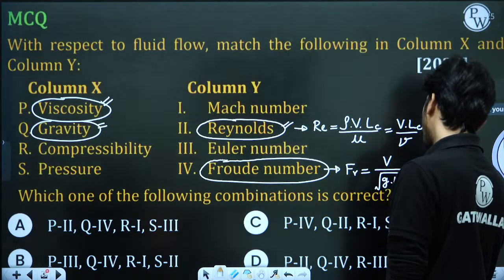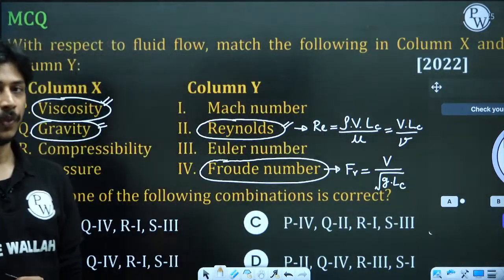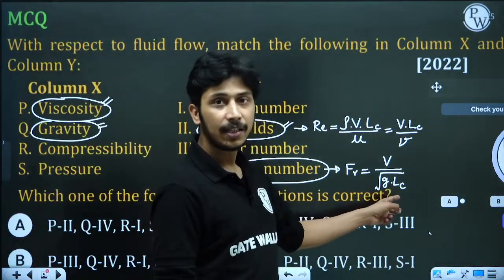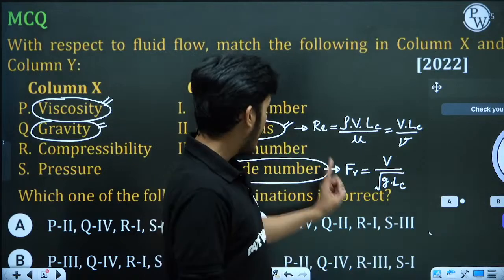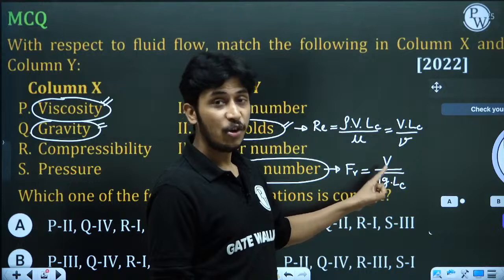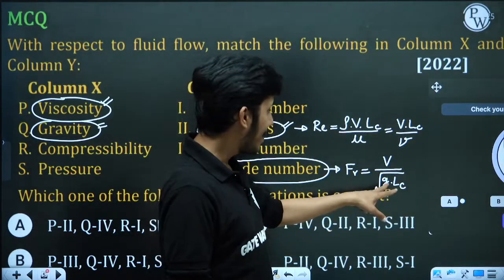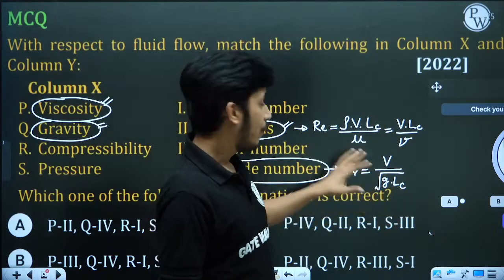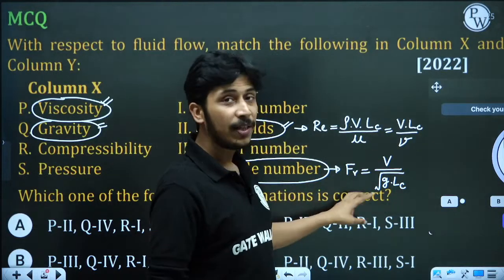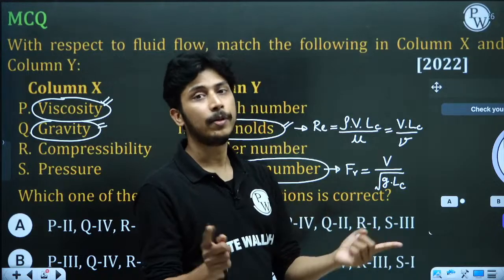Again, LC is the characteristic length. In open channel flow, for the Reynolds number, the characteristic length is the hydraulic mean radius. Please understand, for the Froude number in open channel flow, the characteristic length is the hydraulic depth. So the characteristic length is not the same. For the Reynolds number, it is the hydraulic mean radius for the same open channel flow, but for the Froude number, it is the hydraulic depth. So the characteristic length may be different for different numbers.